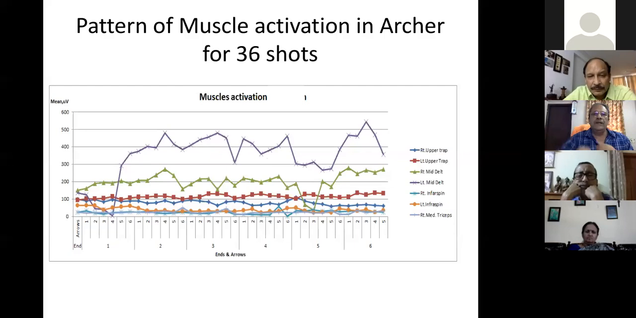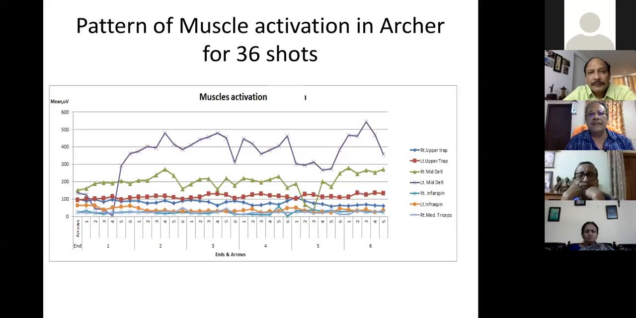So any changes in position, maybe up, down, sideways, or inward or outward, all these things can lead to variability in your performance, and also it may lead to variability in performance scores.